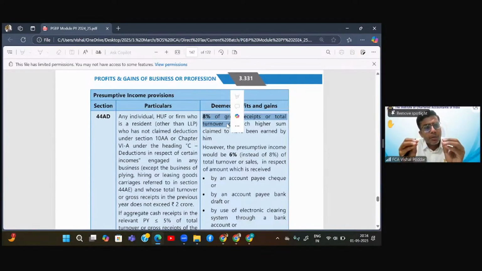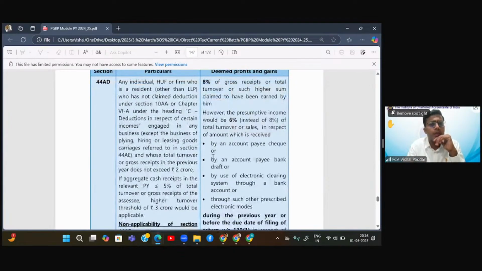Simply take 8% of your total sales. Now, any businessman will know their sales. Take 8% of it. If your method is cash, then take 8% of your gross receipts. That's it. 8% is your PGBP income. Full stop. In this, now they have given a relaxation where you are receiving payment by account payee cheque, or the approved electronic medium.